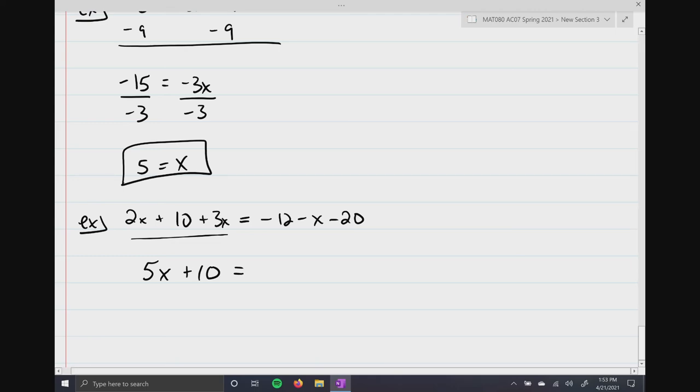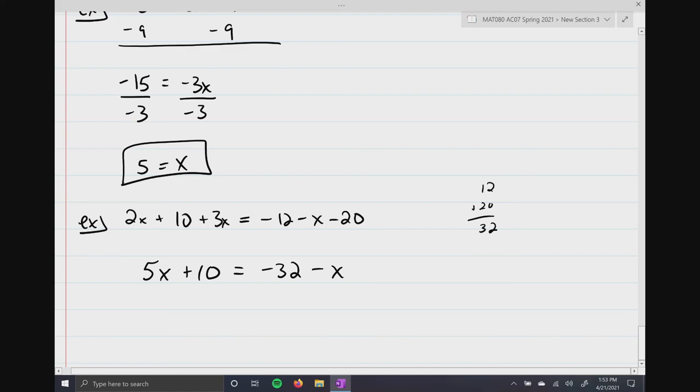Now I look at the right-hand side. Negative 12 minus x minus 20. I definitely can combine the negative 12 and negative 20. Since the signs are the same, I add them and keep the sign. So 12 plus 20 is going to be 32. So I keep the sign. And that minus x, nothing happens with it yet. All right. Are there any questions with what I just did there? That was step 3.